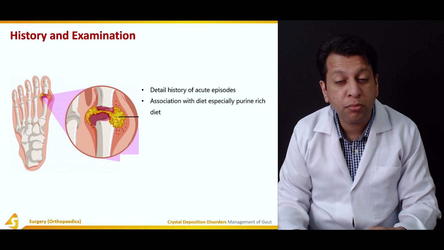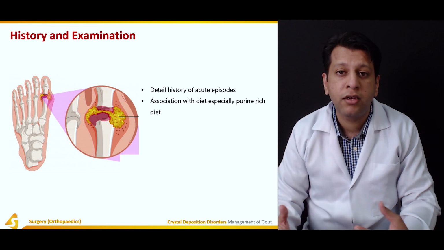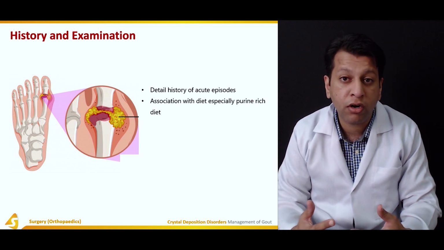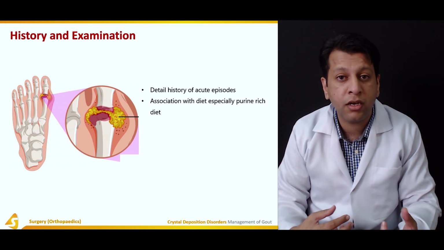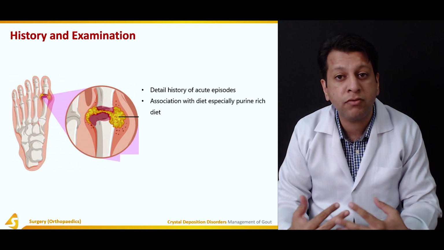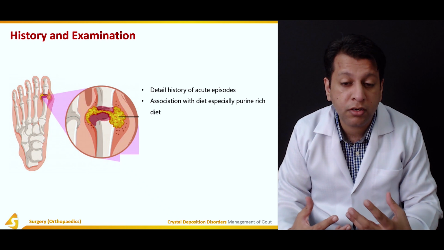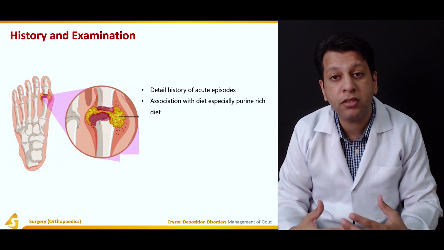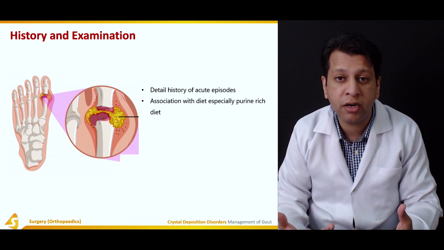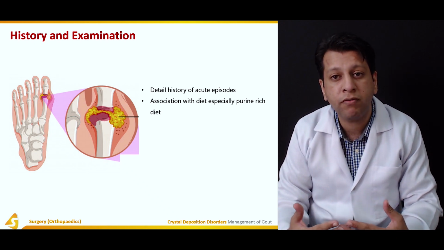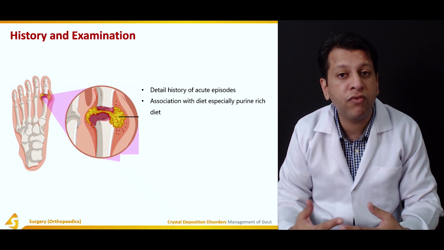Association with diet, especially a purine-rich diet. Patients, especially in certain parts of the world, tend to take a lot of liver on certain occasions, and the kidney and liver and these organs of the body contain a lot of purines. So if the patient is taking a high amount of liver in the diet, this may be the reason that there is acute nucleotide breakdown leading to an increased amount of uric acid formation and resulting in an acute flare-up of the gout.